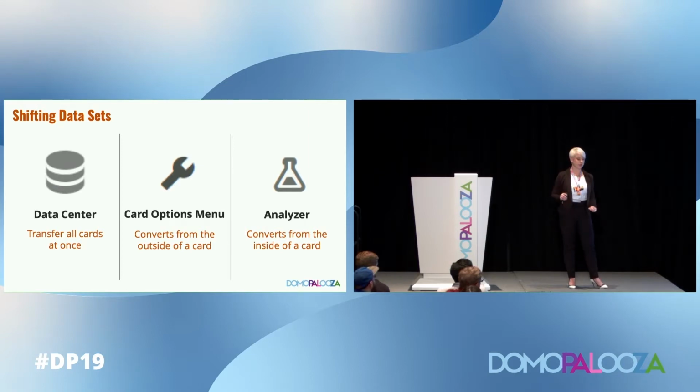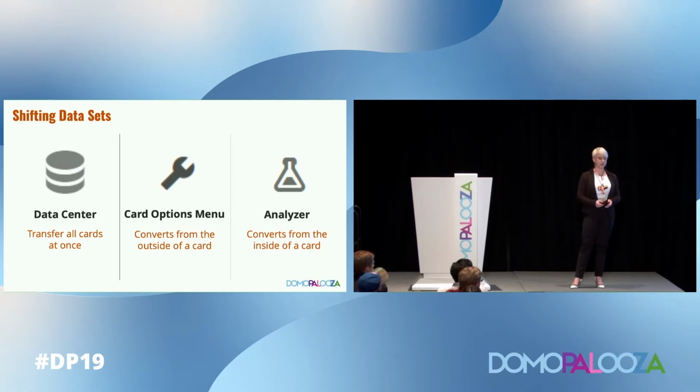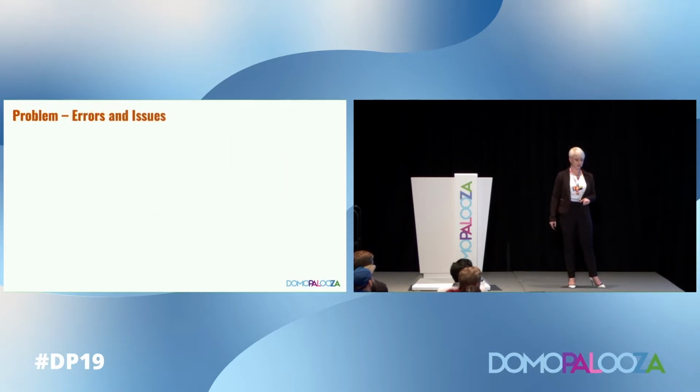First of all, there are several different ways in which you can shift your data sets. You can do it through the data center, and this transfers all your cards at once from one data set to another. Or if you're transferring one card, you can do that from the outside of the card through the card options menu, or the little wrench menu, or inside the card in the builder mode through the analyzer. And that's only one card at a time for those two.